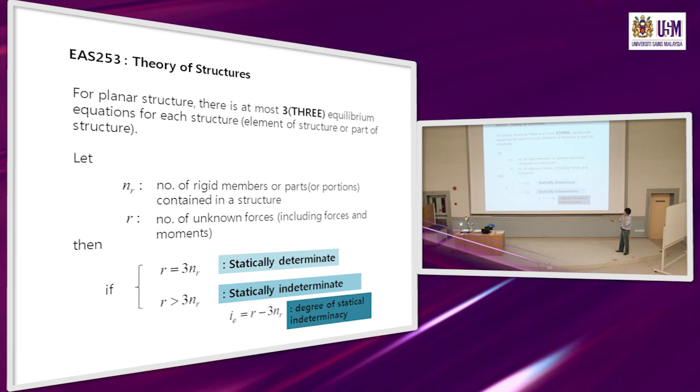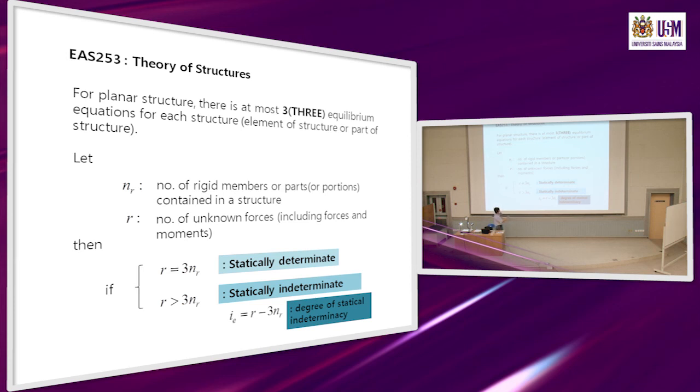So this is another way of classifying whether the structure is statically determinate or statically indeterminate, by using R and 3NR instead of alpha and beta. But they are actually the same thing. You have to remember R is the number of unknown forces, and 3NR is the total number of equilibrium equations. If the number of unknown forces is the same as the number of equilibrium equations, then it is statically determinate. If R, the number of unknown forces, is more than the total number of equilibrium equations, then it is statically indeterminate. That is the main thing you have to be aware of.